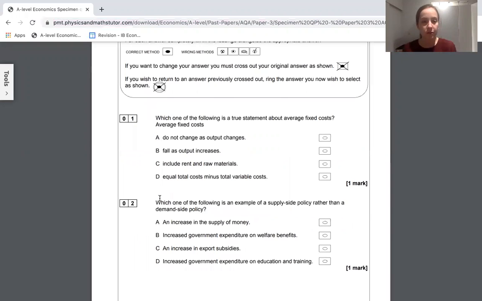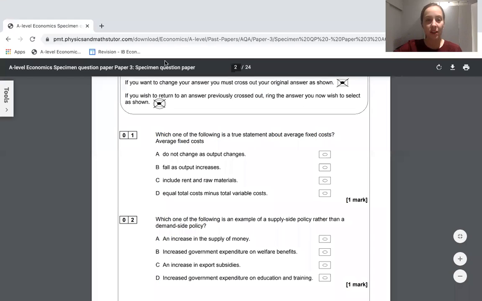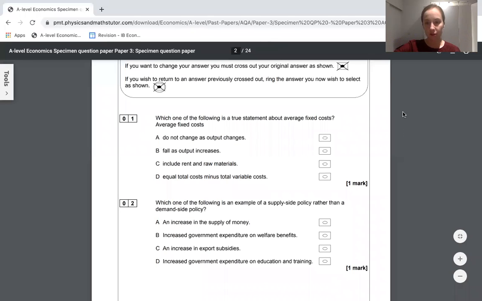Okay, question 1. Which of the following is a true statement about average fixed costs? Watch out for this. Here they're talking about average fixed costs. Average fixed costs are total fixed costs divided by quantity. A is wrong. A is actually talking about fixed costs. Don't get caught out by that.